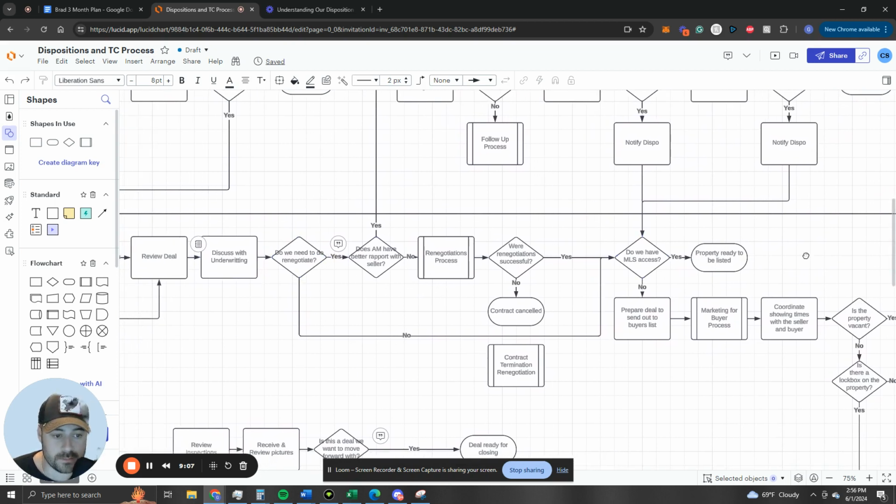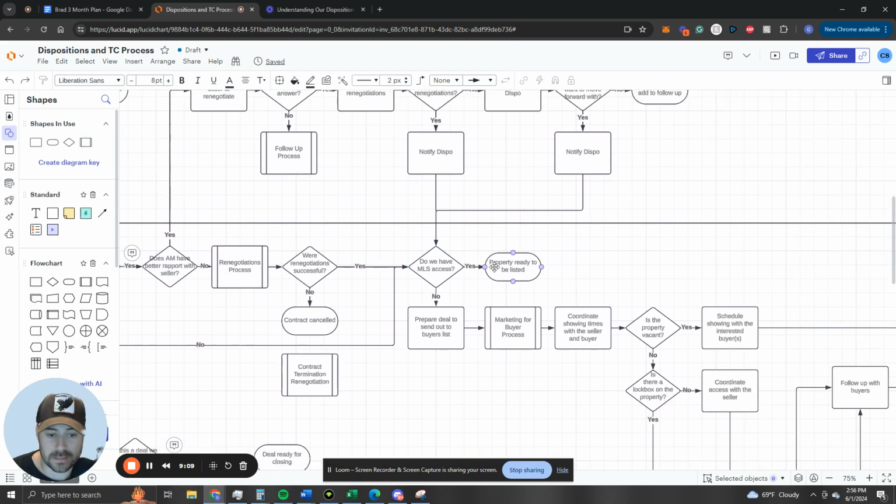So again, what we'll figure out is, do we renegotiate? No. It brings us to this point. Same point, right? Do we have MLS access? Yes. Get the property listed. If we do not have MLS access, which we should, if we don't though, we got to prepare to send to our buyers list. Now we have a whole process on that. We'll send it traditionally, like you might have done in the past, Dispo, to our off-market buyers list.